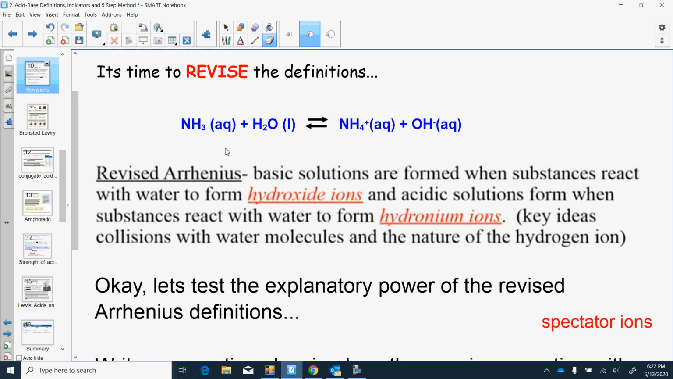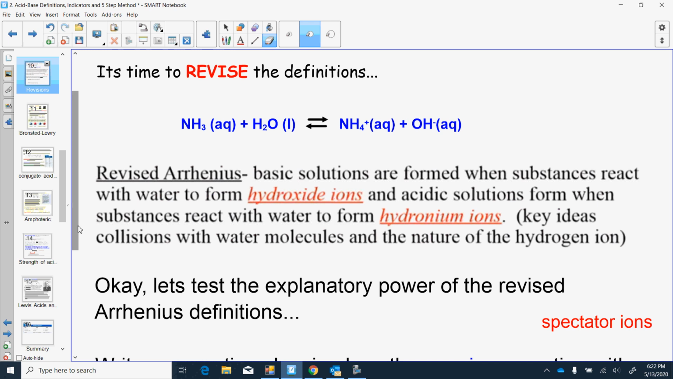Same thing with acids. They might not start out with H's, but as long as they can produce hydronium or H's when they ionize, then he would classify them as an acid. Okay, so bases and acids.